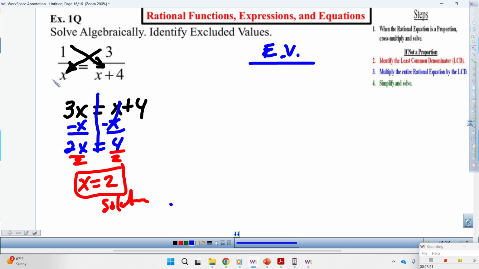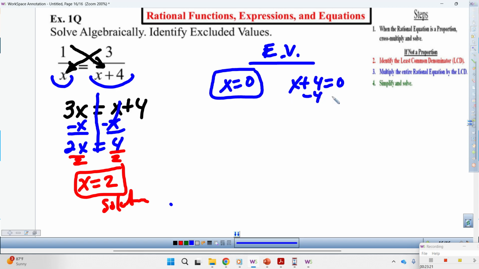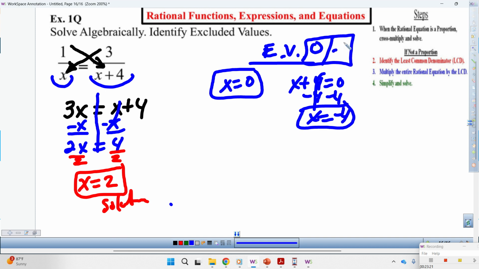Set the denominator to 0. My first denominator is x, so I write that equal to 0. The other one is x plus 4 equal to 0. And solve. This one's already solved. Minus 4, minus 4. X equals negative 4. So my excluded values are 0, negative 4.